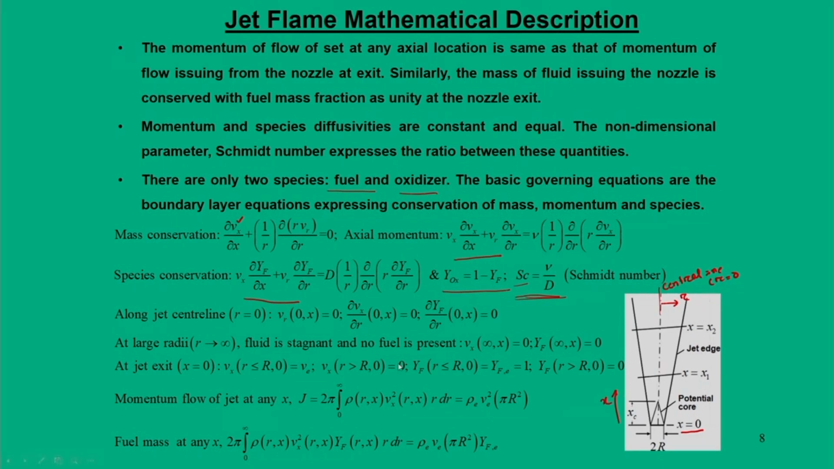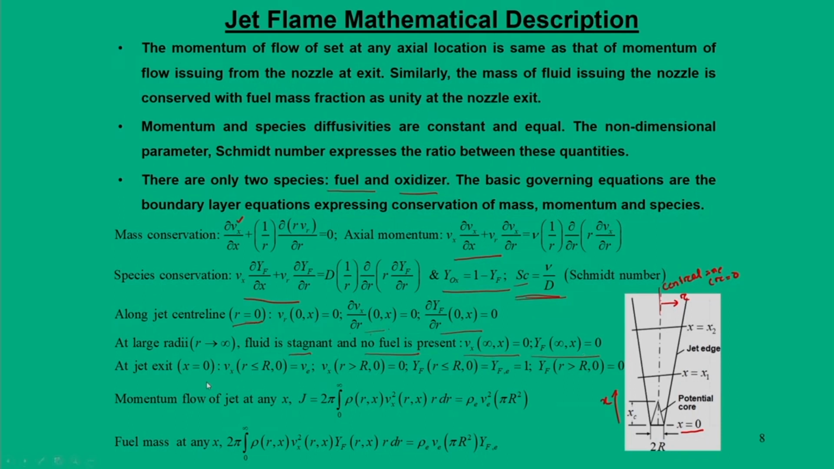What happens at the central line r is equal to 0? We have Vr at the central line is 0, correspondingly dVx by dr is also 0, and for the mole fraction, differentiation of dYF by dr is 0 because it is a fixed value. At r is equal to very high, meaning a sufficiently larger radius, fluid is stagnant, as if there is no fuel present. Under those conditions Vx at r equal to infinity is 0 and YF at r equal to infinity is 0.